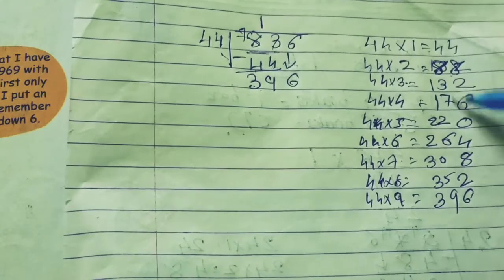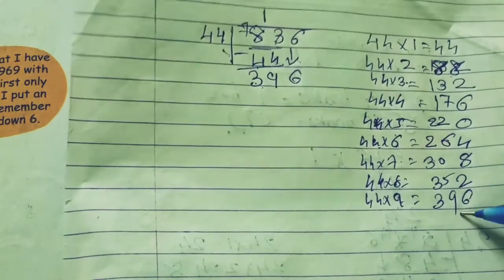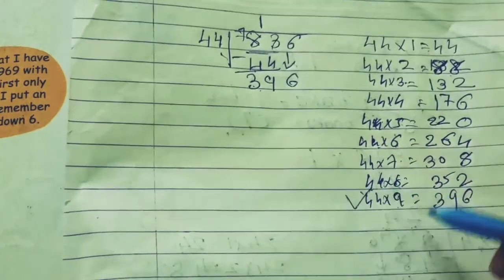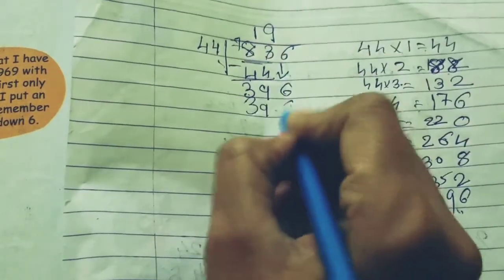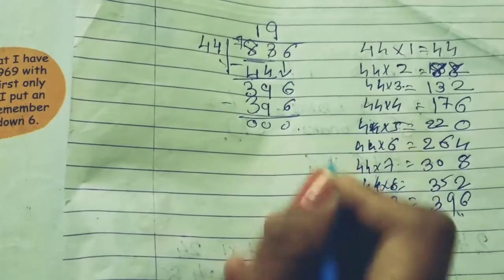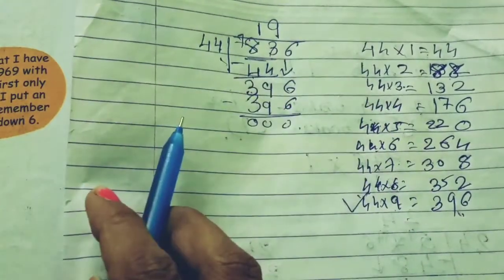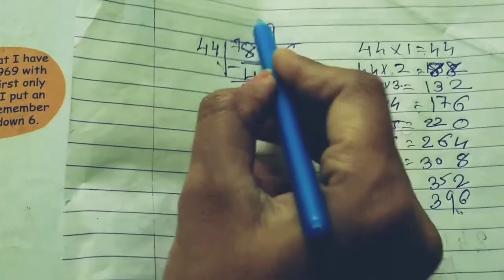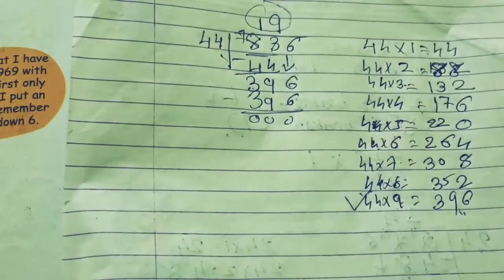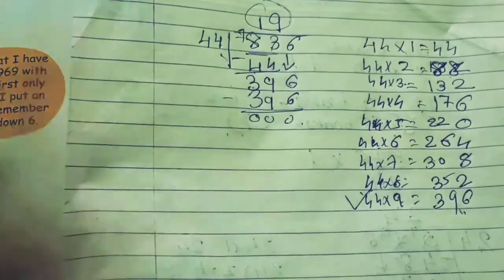Let's check the table. 396. Yes, 44 9s are 396. Subtraction. Remainder is 0. So 19. What is the answer? In each row, 19 people will sit.